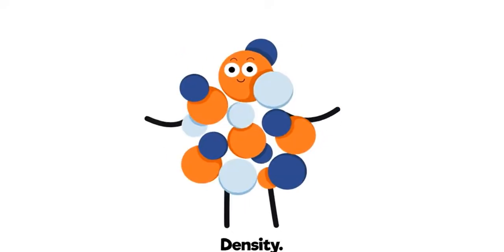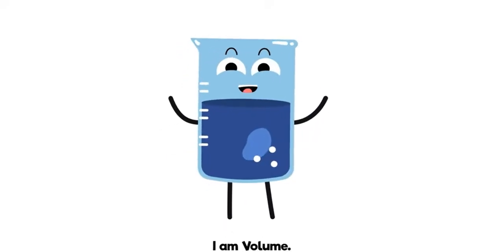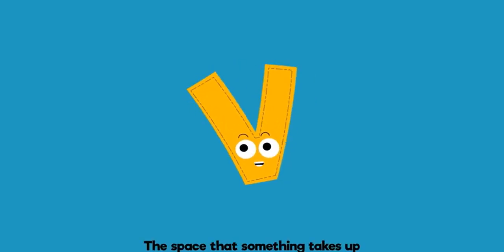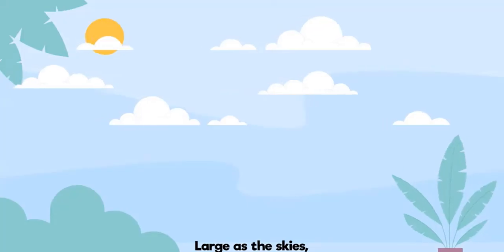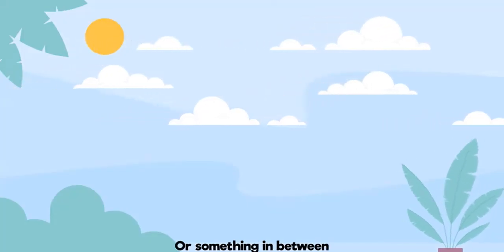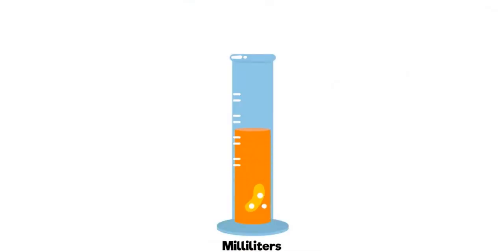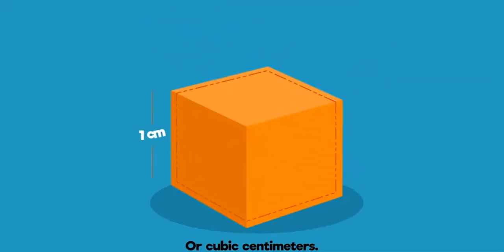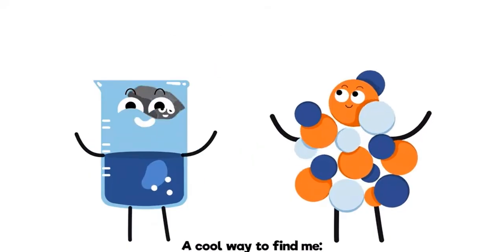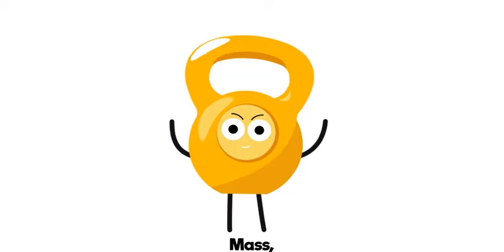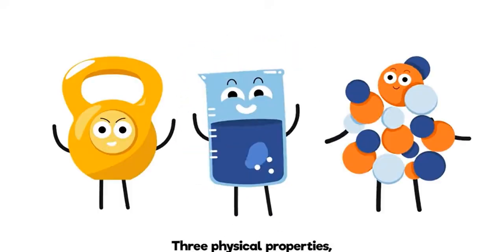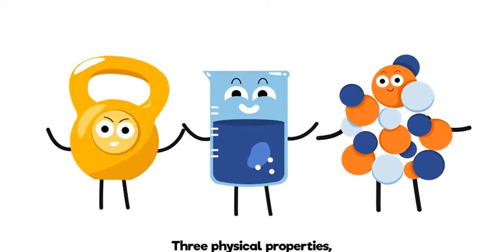I am volume, call me V. The space that something takes up, that's me. Tiny as a teardrop, large as the skies, or something in between. I'm a measure of size. Milliliters or cubic centimeters. Either way, I am 3D space. A cool way to find me: drop a thing in water. How much water does it displace? Mass, volume, density, three physical properties.